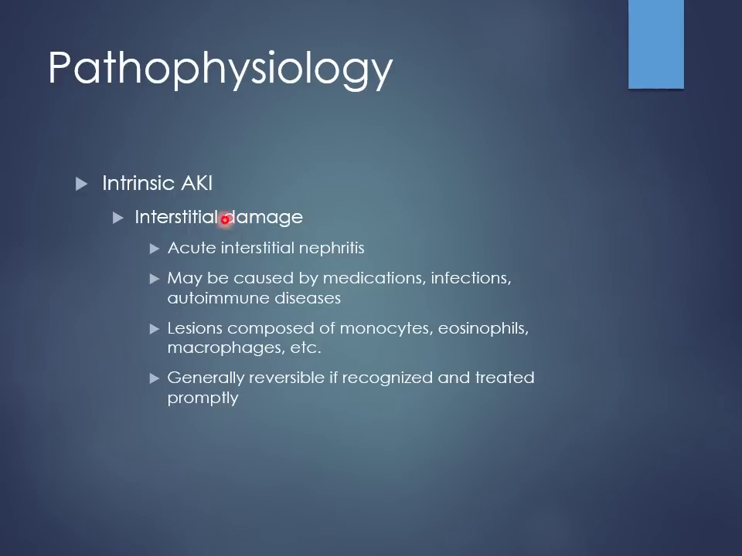So looking at some more interstitial damage, you see acute interstitial nephritis being one of the more common presentations of this. You can see certain infections do this, autoimmune conditions, but certain medications will do this as well. So we'll talk about causes for that a little bit later from the medication standpoint. This is another one that can be pretty reversible if treated promptly, and the offending agent is addressed.